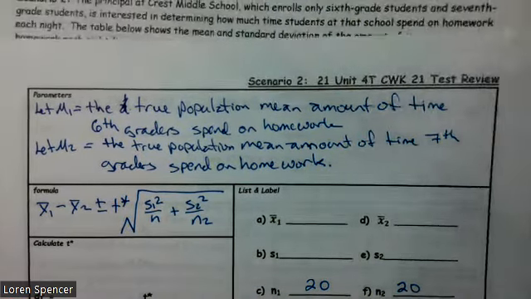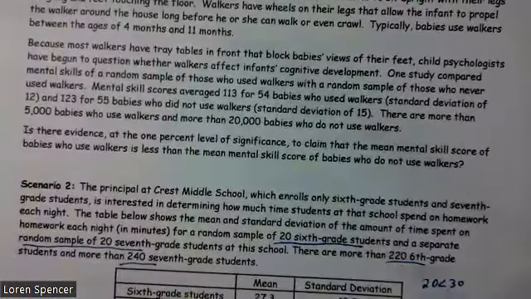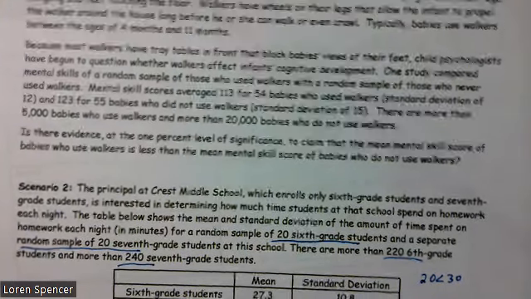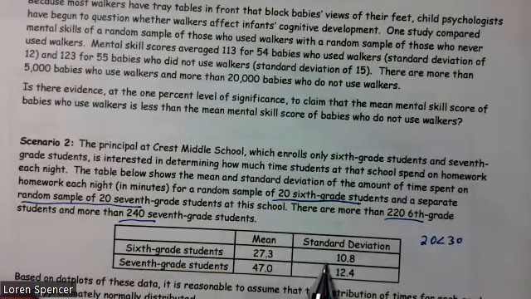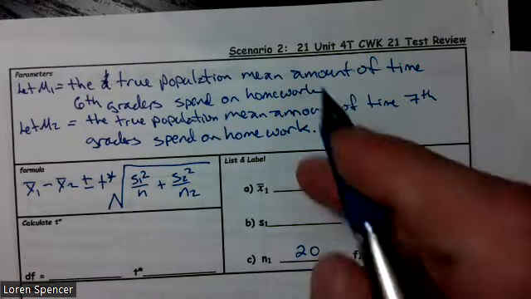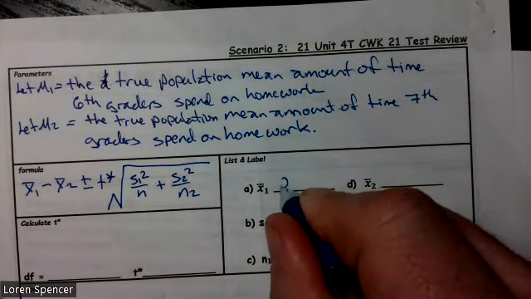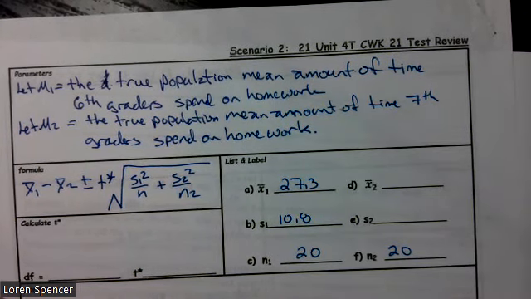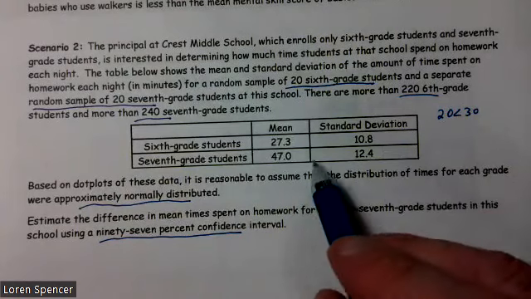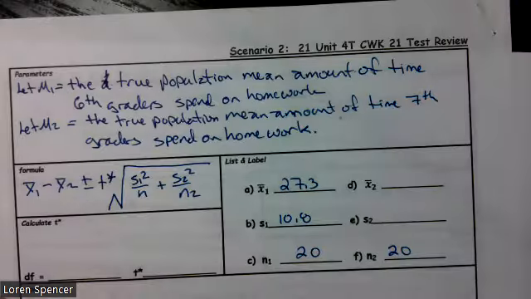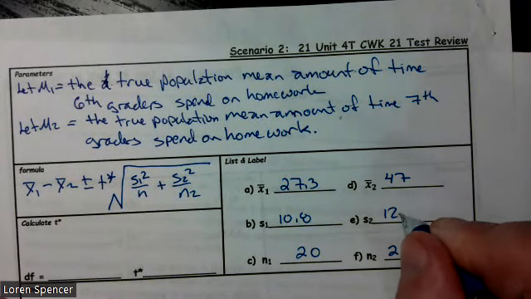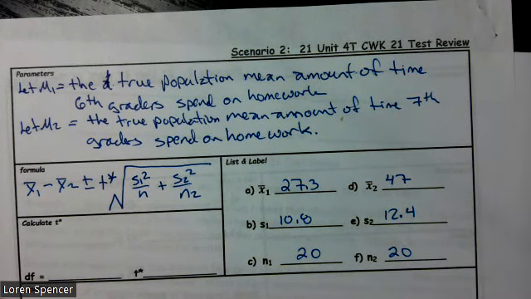Now we got to do a little bit of hunting around and see what we have. So when I start hunting around, I see that we have a mean of 27.3 minutes and a standard deviation of 10.8 for the 6th graders. So x bar 1 is 27.3 and s1 is 10.8. X bar 2 is 47 and s2 is 12.4. Looks like the 7th graders are spending a lot more time.